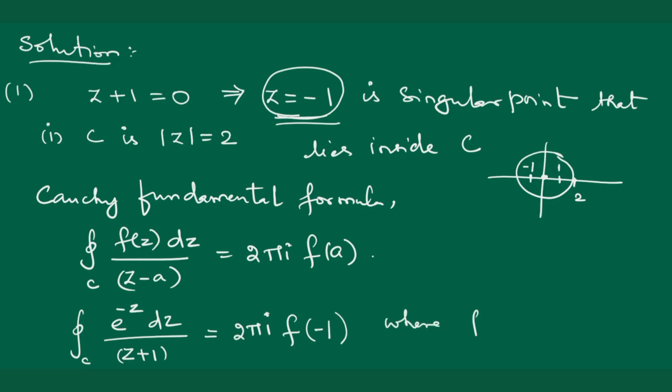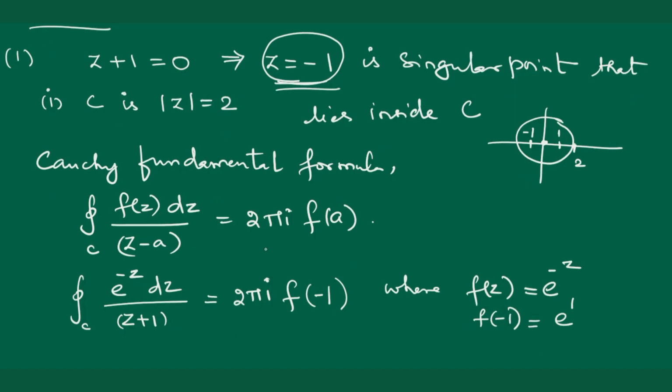Where, what is f of z here? In this theorem statement, f of z is the numerator term except this z minus a. Similarly here f of z should be e to the power minus z. If f of z is e to the power minus z, we want the value for f of minus 1. So this is equal to e to the power plus 1. So finally we can conclude that it is equal to 2 pi i into e. So finally this is the value of the integration for the first problem by taking the circle C as modulus of z equal to 2.